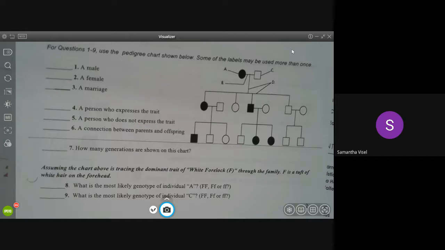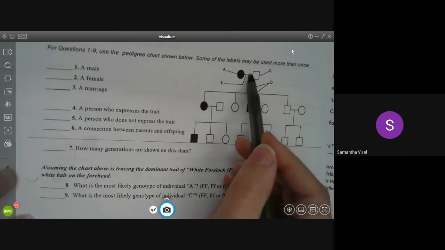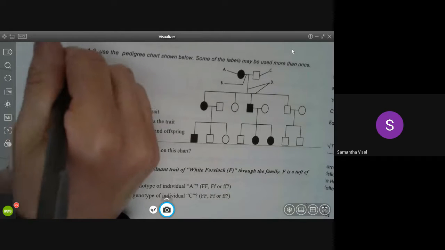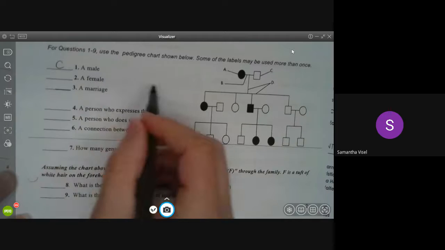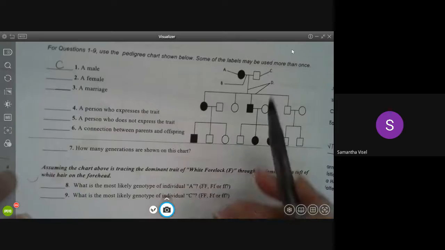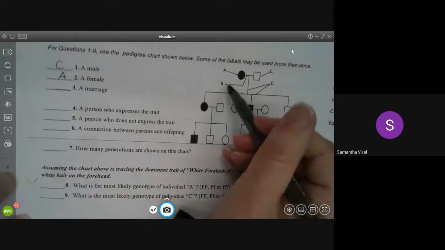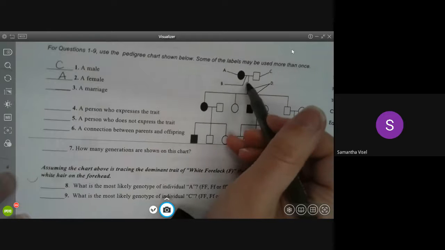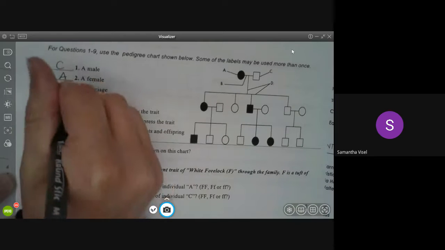Okay, so it should be done working through 1 through 7. And so we're going to take a quick peek and check our answers, and we'll go through each one real quick. So C here is pointing to a box. And so C here represents a male. A female in a pedigree is represented with a circle, or A. Line B is pointing to this line connecting A and C. So this represents a marriage.